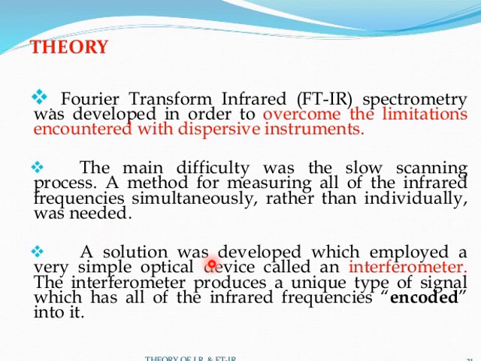And this solution was developed, which employed a very simple optical device called an interferometer. So through this optical device, which is called an interferometer, the IR spectra can be scanned in a short time. This interferometer produces a unique type of signal which has all of the infrared frequencies encoded into it. So this unique type of spectrum is also produced through the interferometer.